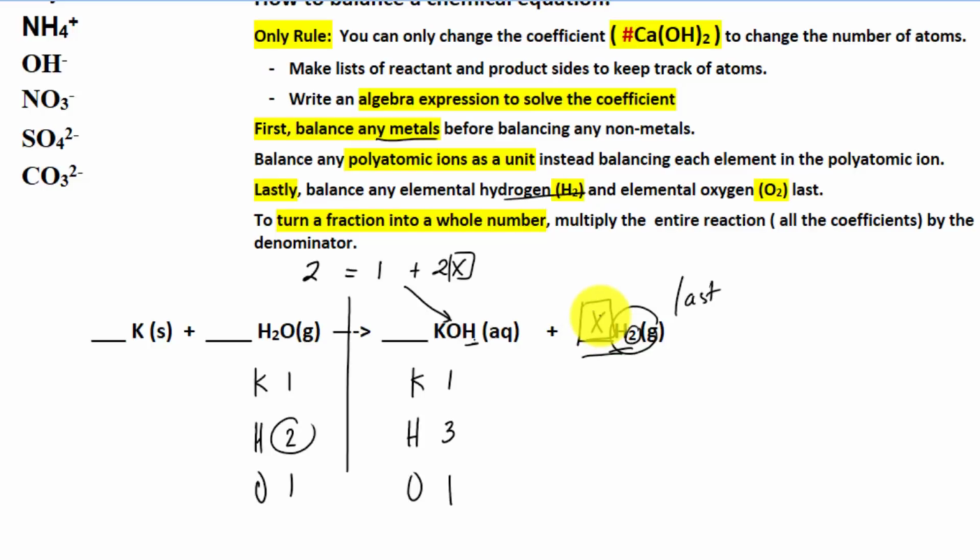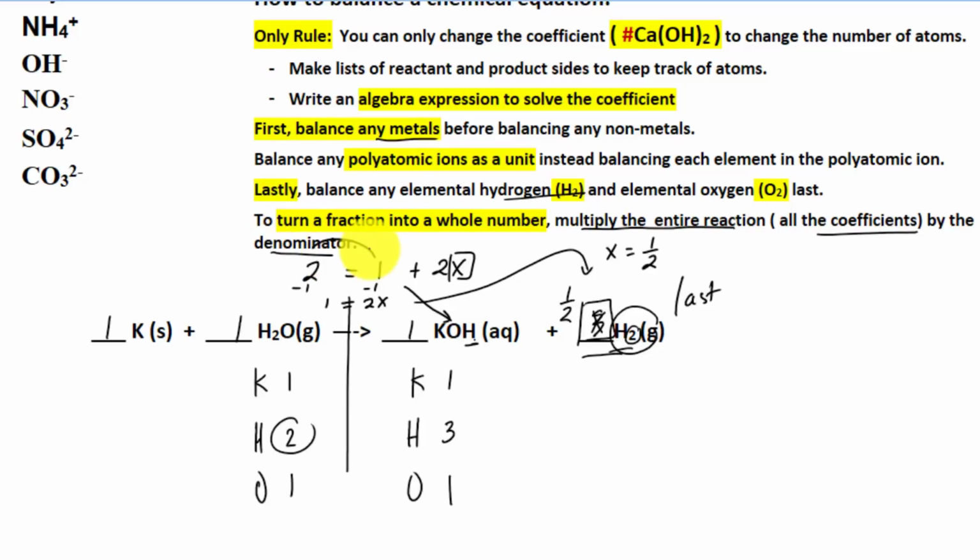Can we solve for x in this case? Let's do that. In this case, minus 1 and minus 1 gives us 1 equals 2x. And what is x going to be? Well, x is going to be 1/2. So this right here is going to be 1/2. And now we have a fraction. So our answer is 1, 1, 1, and 1/2. But there's a way that we can turn that fraction into a whole number. To do that, we multiply the entire reaction, all the coefficients, by the denominator of that particular fraction. In this case, the denominator is 2.